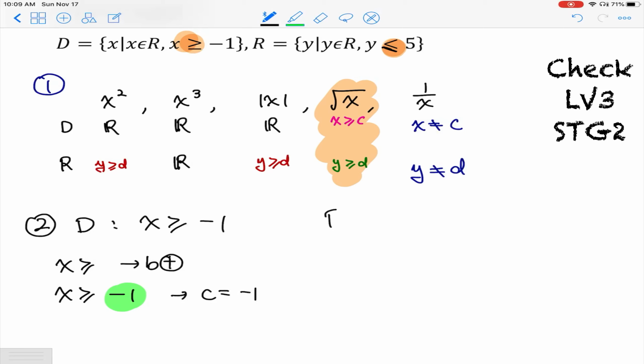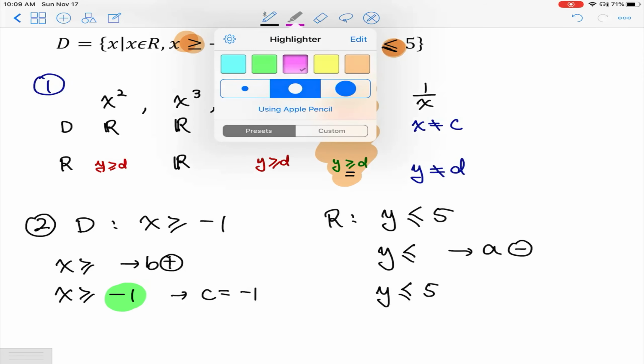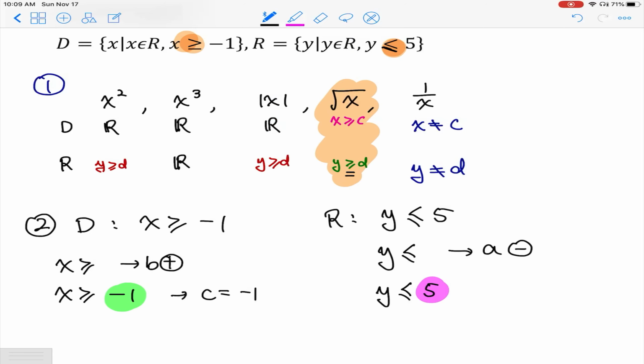Now the same thing goes for the range, where my y is less than or equal to 5. Now y is less than or equal to, but it's supposed to be greater than or equal to, so that means our inequality direction has been changed, therefore our a value is actually negative. Then it says y is less than or equal to 5, so that 5 is our d value.